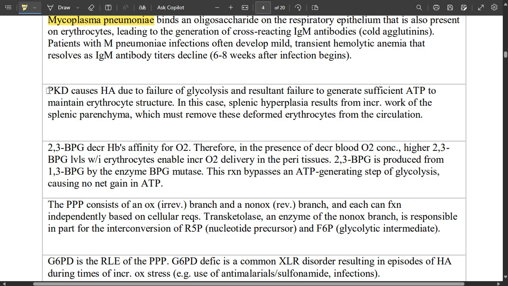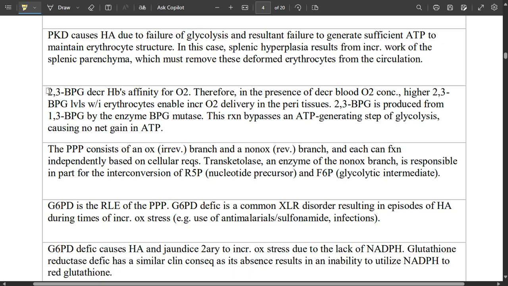Hemolytic anemia can occur. In this case, splenic hyperplasia occurs. How does splenic hyperplasia occur? Because of the deformed RBC structure, the spleen has to work more, and splenic hyperplasia occurs. Splenic parenchyma is increased. Now let's talk about 2,3-BPG.